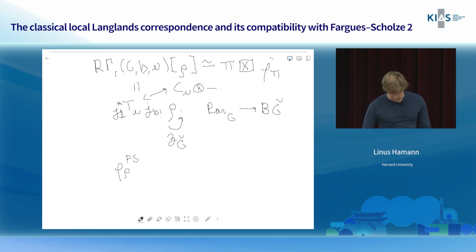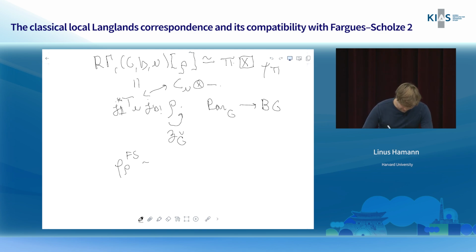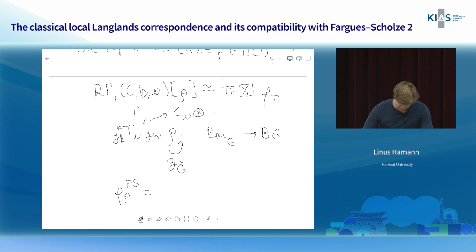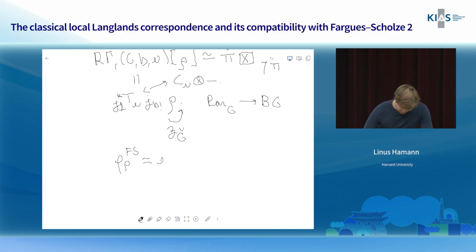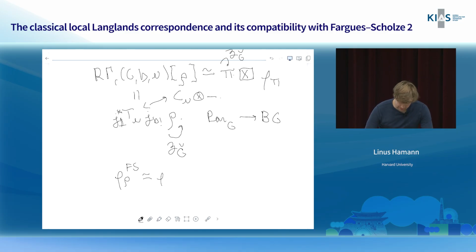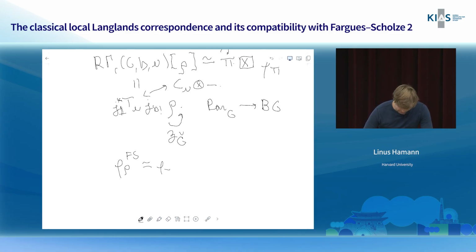So in particular, this thing over here actually should have, so we're seeing this representation pi acting on this C G hat. But because we see this representation pi inside here, we should also see that the Fargues-Scholze parameter of pi is the same as the Fargues-Scholze parameter of rho.